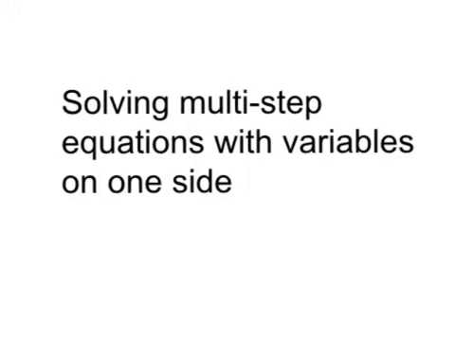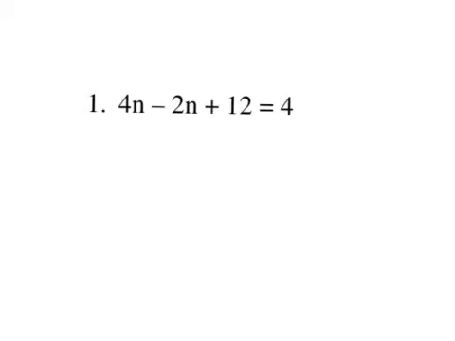Solving multi-step equations with variables on one side. Okay, when solving multi-step equations, the first thing I want to do is separate my left side of the equation from my right side, so I'll do that by drawing my line here. And then the first step to solving the multi-step is that you want to distribute if possible and then combine like terms. So I'm looking at this problem.